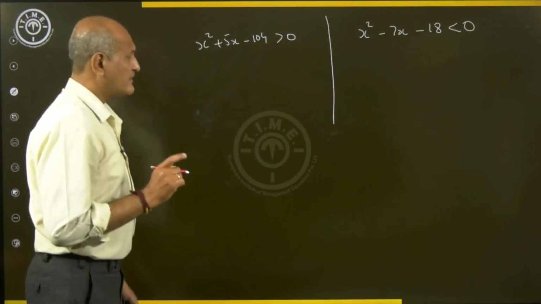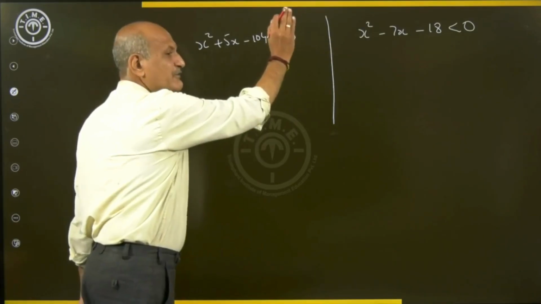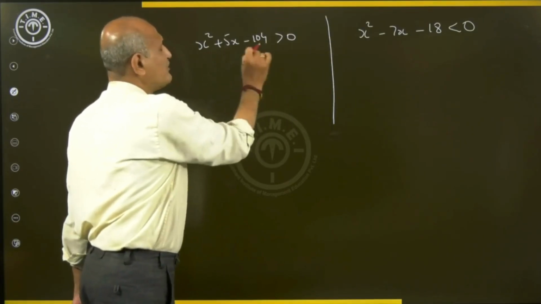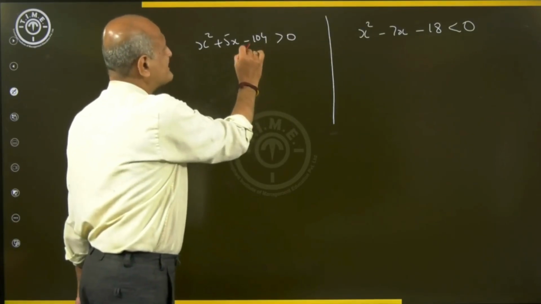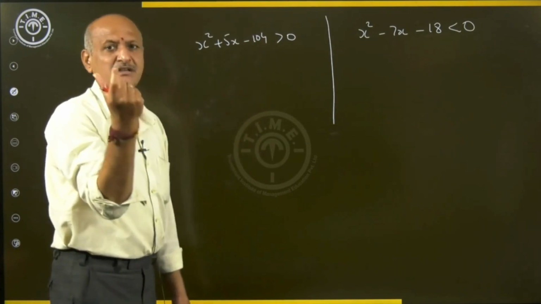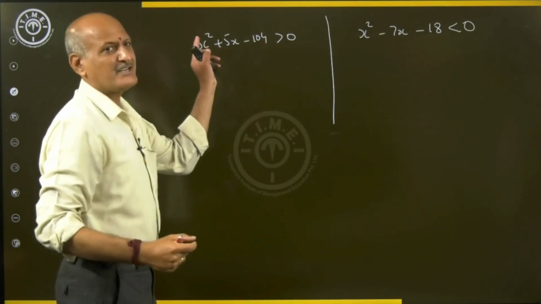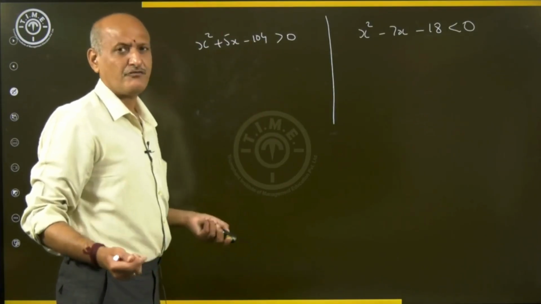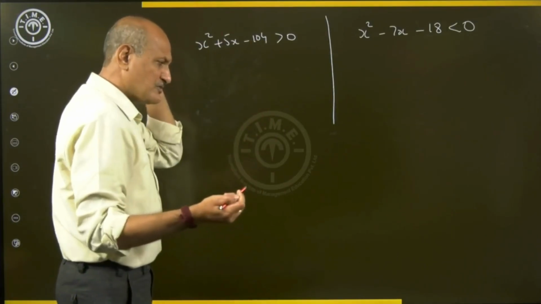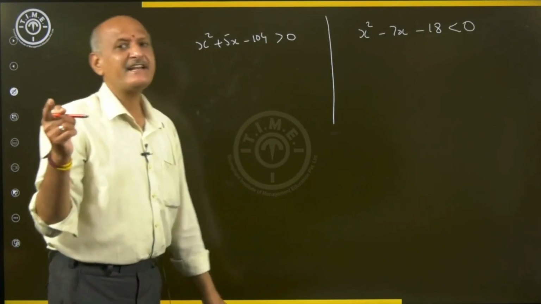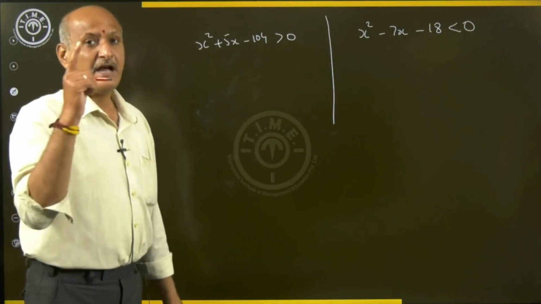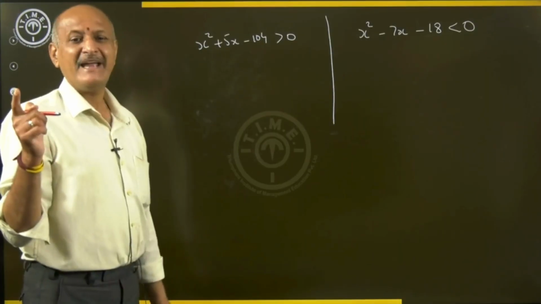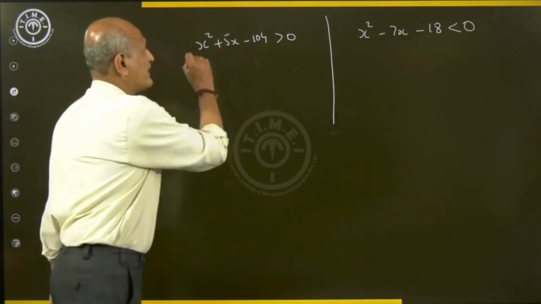In solving this, treat it as an equation only for some time. We are going to factorize, splitting 104 into two terms such that the sum is plus 5 and the product is minus 104. Among the different possibilities, 13 into 8 equals 104, and 13 minus 8 gives us plus 5.